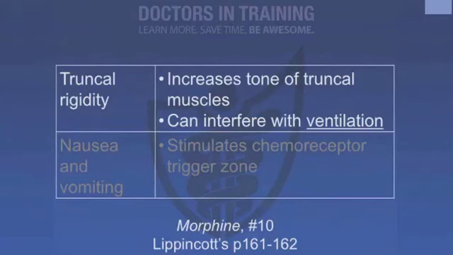Next is truncal rigidity. So this is an interesting phenomenon that can happen. You can get this intensification of tone in the large trunk muscles, and this can interfere with ventilation. And this can be reversed with opioid antagonists, but this will also reverse the analgesic effect. So this can be really scary.